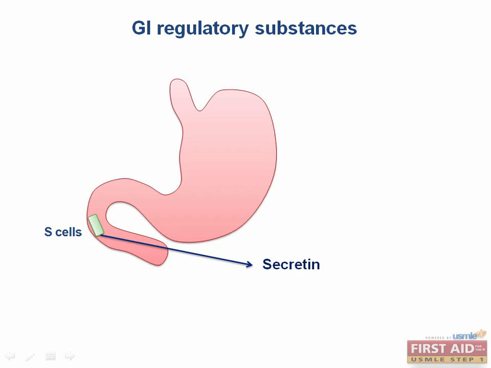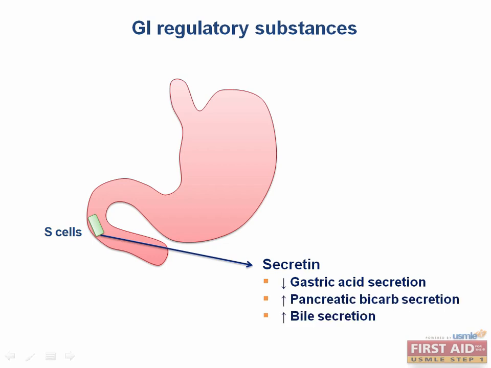Secretin is produced in the duodenum by S cells. What is its function? Well, secretin's function is to reduce the amount of hydrogen ions in the small intestine. Similar to CCK, it works to increase secretions. Specifically, it increases pancreatic bicarb and bile secretion. This is important because the bicarb increases the pH. This happens in the duodenum so that the pancreatic enzymes can function.